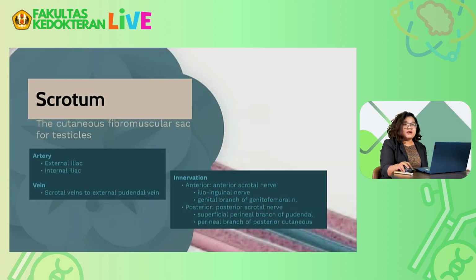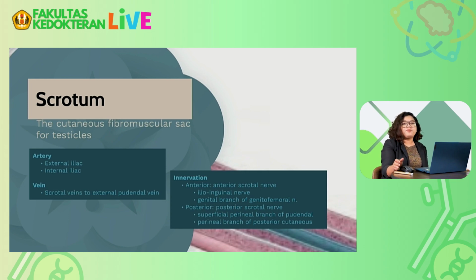Here we see the artery of the scrotum. It's from the external iliac and internal iliac branches, and then the vein, the scrotal vein, goes to the external pudendal vein, while the innervation is almost completely somatic innervation. It has the anterior and posterior parts.